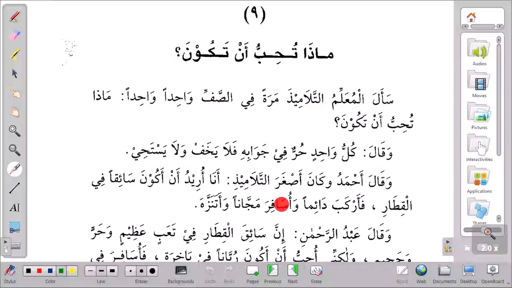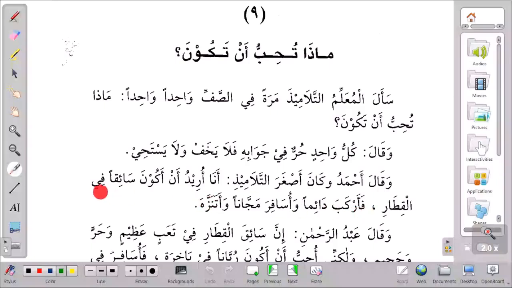Wa usafiru majjanan, and I'll be traveling freely. Safara yusafiru is a verb. Majjanan means free. Most of the time, when someone gives you something, you ask, Haza majjan, is this free? Are you giving it to me free? So majjanan means free. Wa atanazzah, we have seen this. Nuzhatun is coming from the same root origin, recreation. So wa atanazzah, and I'll be going for recreation.